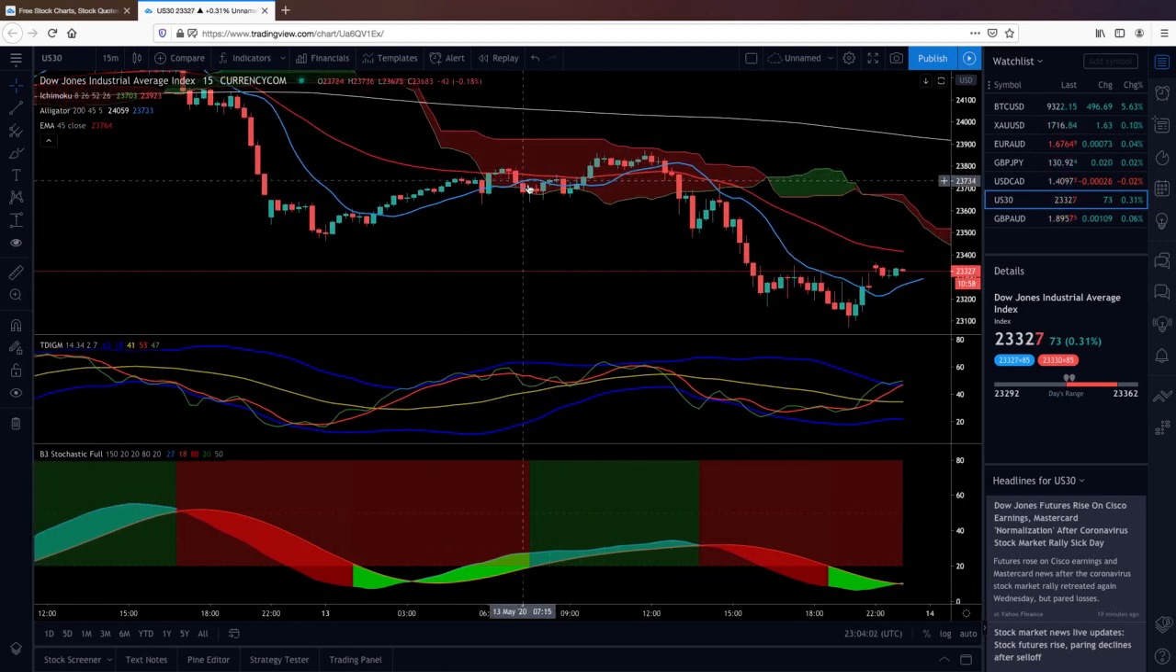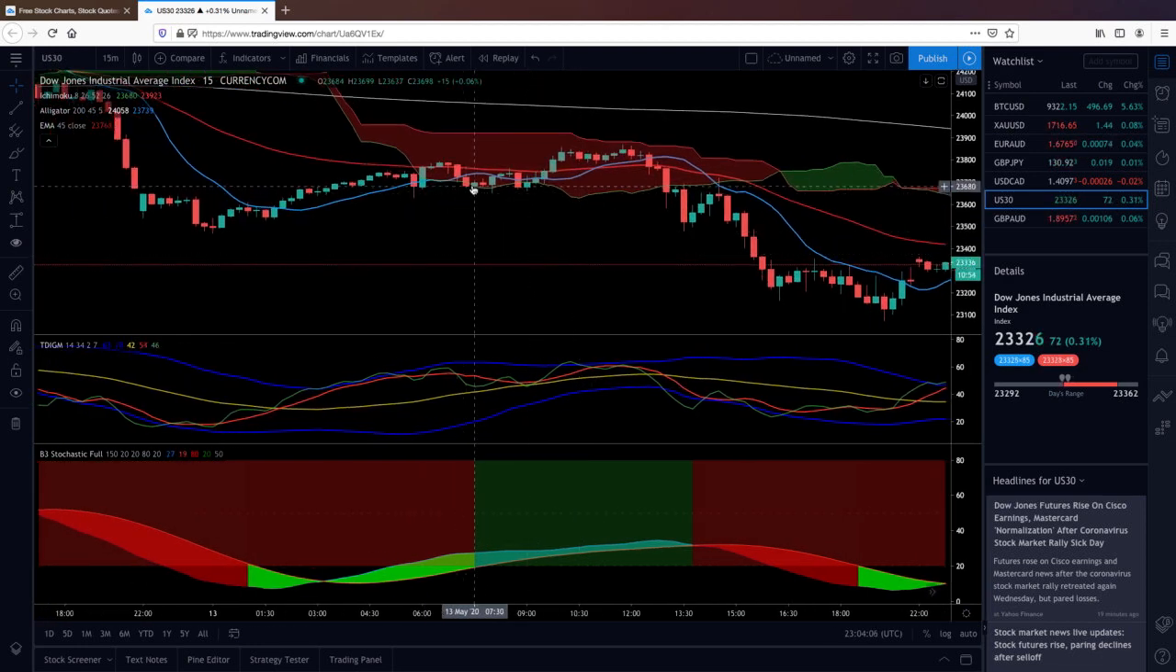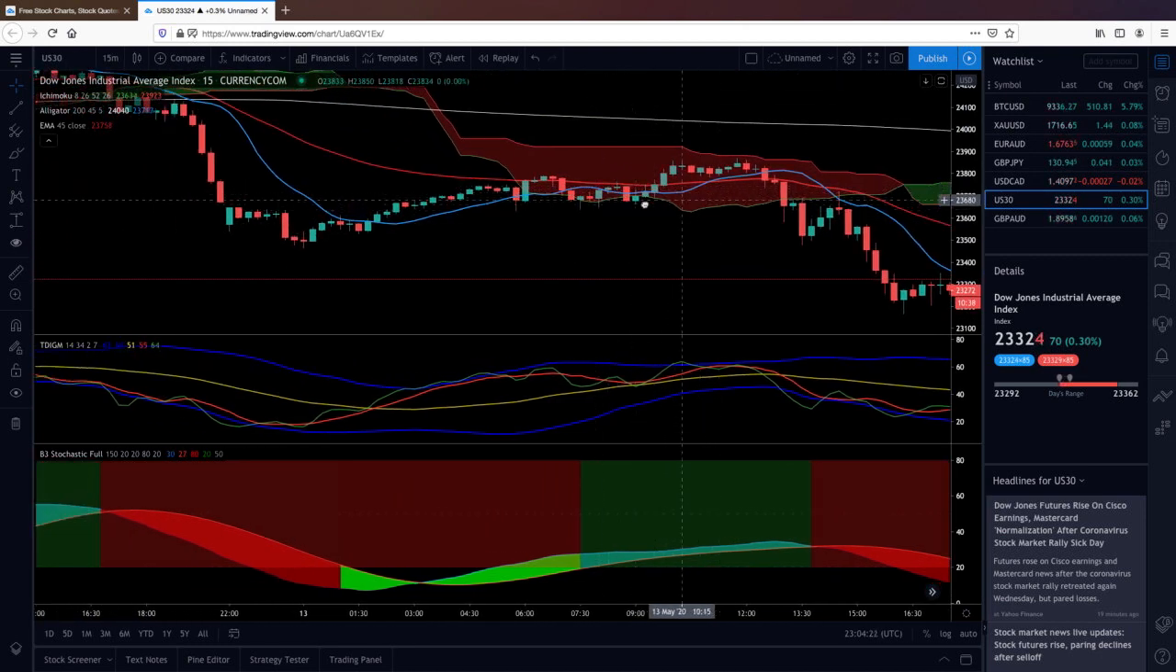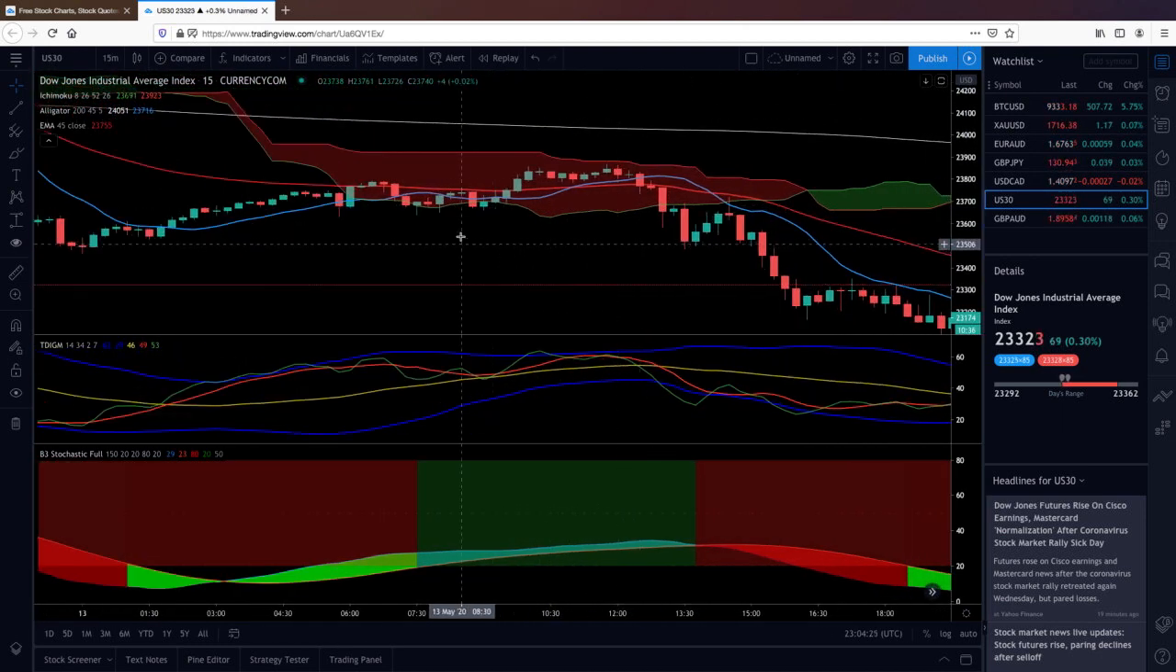TDI, what's the TDI? Okay, you won that trade. Price came back up, scalp. I don't know if you won this one. What's the RSI? 46? Nah, you didn't win that one. But you are in a cloud. You are in a cloud.